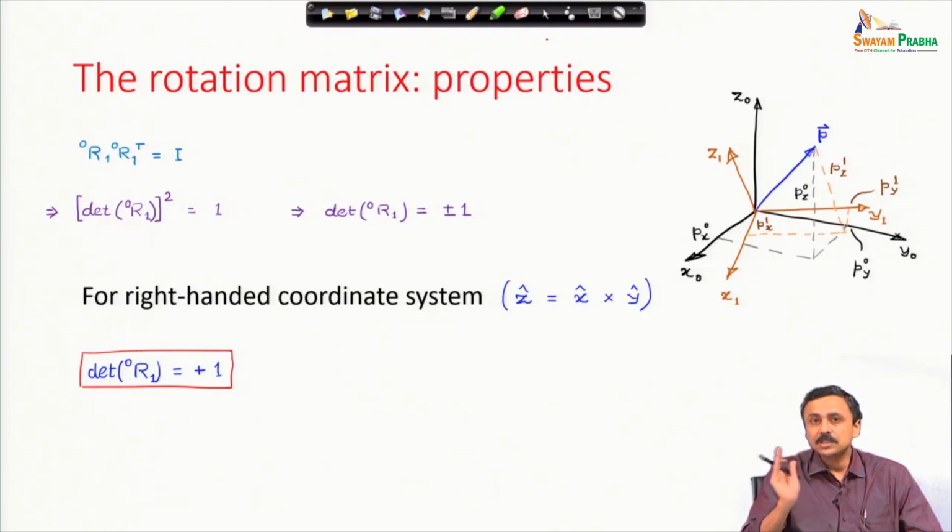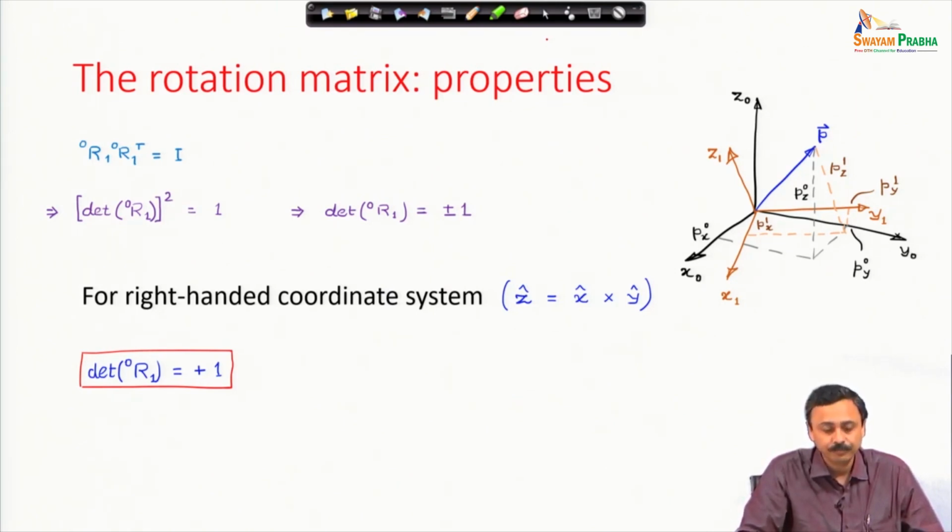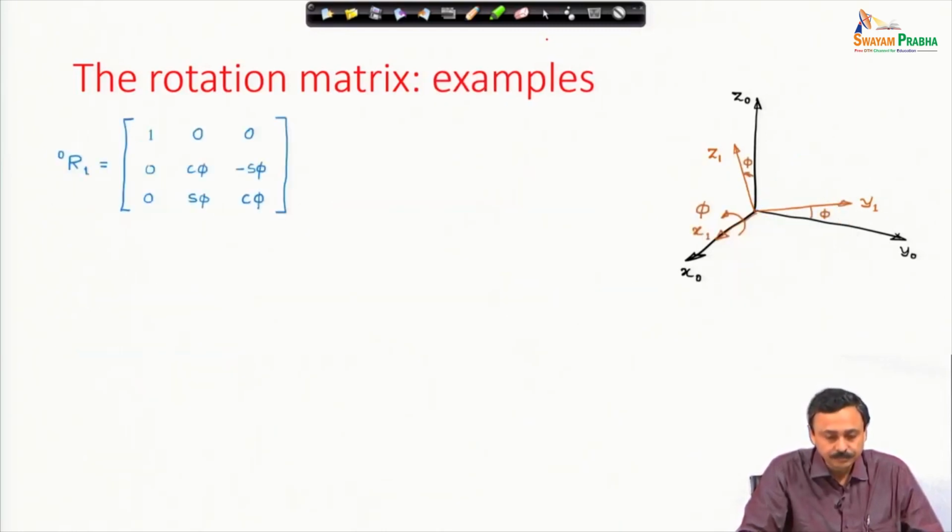Y cap cross z cap will give you x cap, and z cap cross x cap will give you y cap. This is a property of a right handed coordinate system, and for a right handed coordinate system you will have determinant +1. Let us look at this example of rotation about x naught axis.